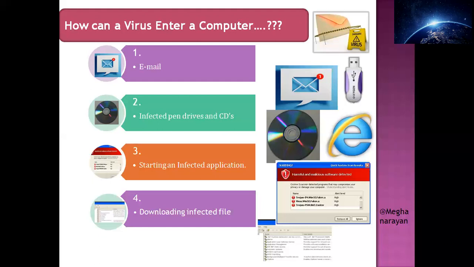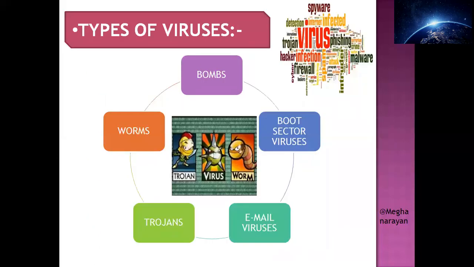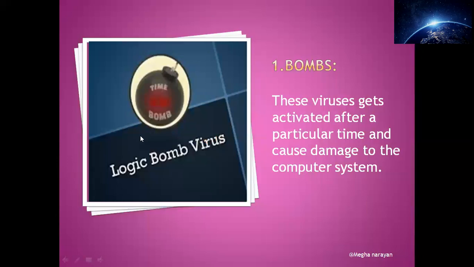Moving to the next section, you can also see the types of the virus. Here, the types of the virus with this particular pictorial representation you can have. There are 5 types of virus on the screen. First one is bomb. Second is boot sector virus. Third is email. Fourth, Trojan. And the last one is worms. So moving one by one.